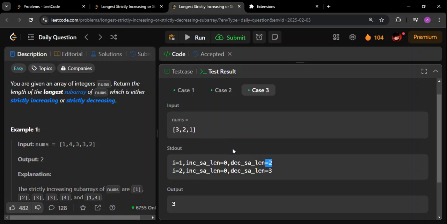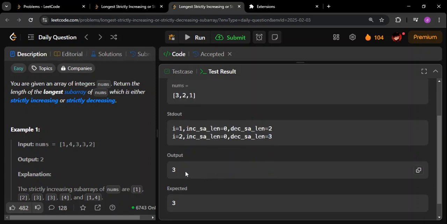Now when we see the previous iteration, that is when we were doing 3 and 2, the result is 2. Next, when we go to 2 and 1, it is also following the strictly decreasing subarray. What you have to do is increment this value by 1, so we are getting this as the value. Okay, so the answer in this case is going to be 3. Okay, 3 is the answer.